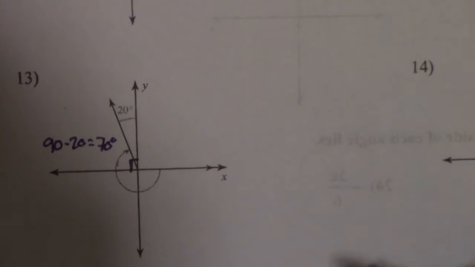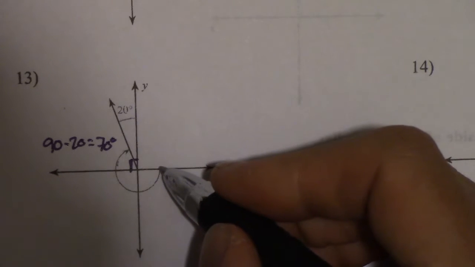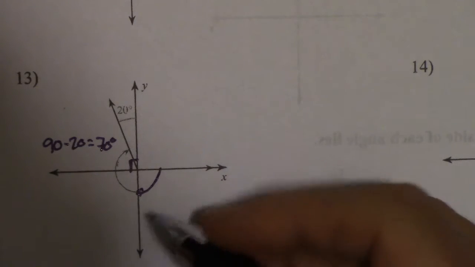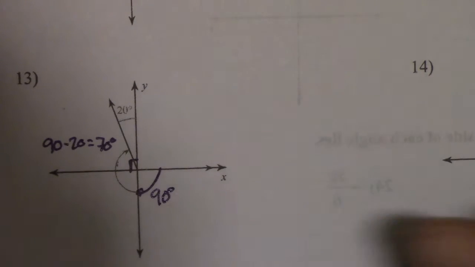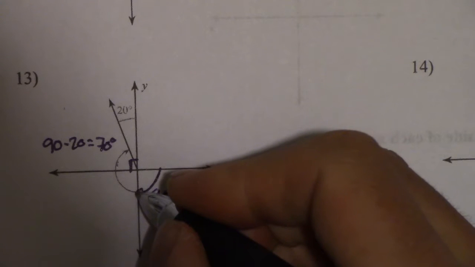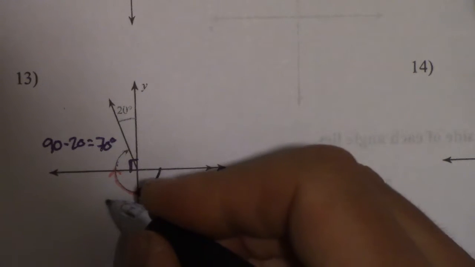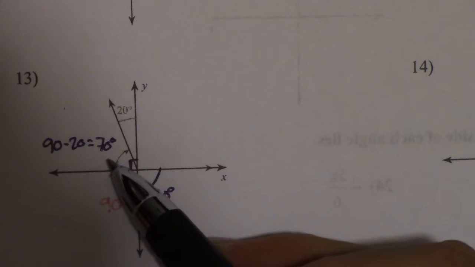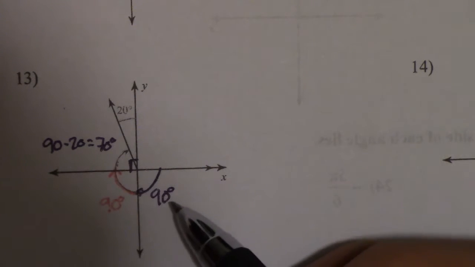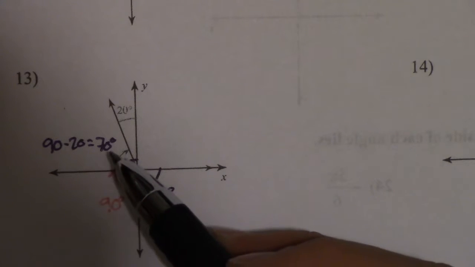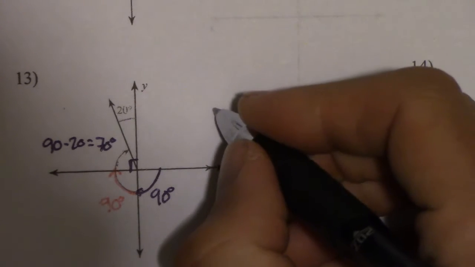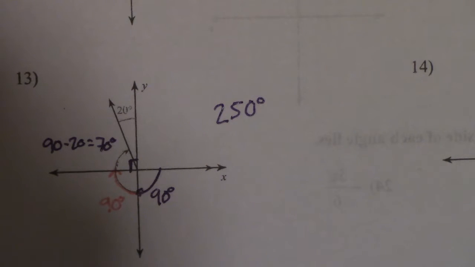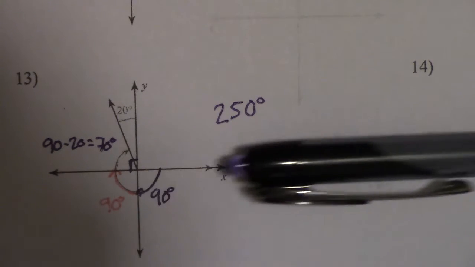Okay? Now, same as before, I can think about where I start. If I open up to the next axis, I know that's 90 degrees. As I continue over to here, I know that's another 90 degrees. And then finally, I have the 70 that we calculated before. So now I've got 90 plus 90 plus 70, which is going to give me 250 degrees.